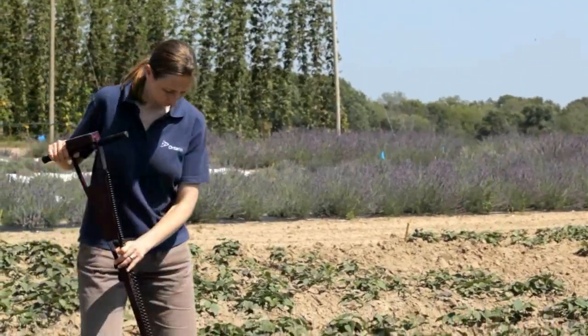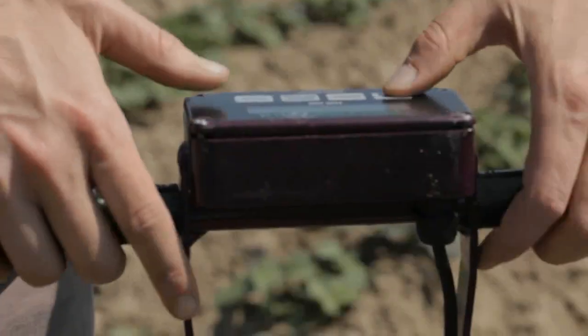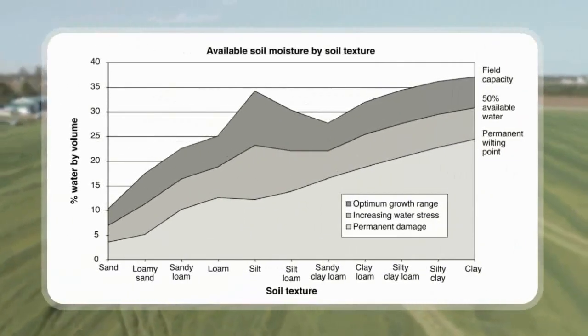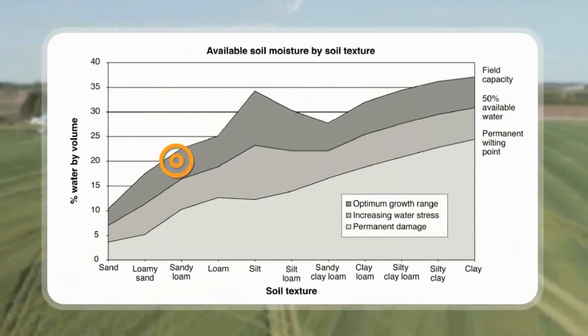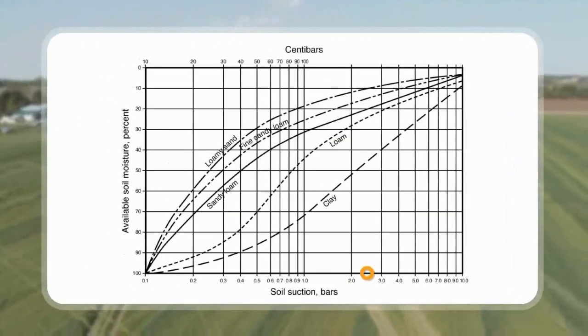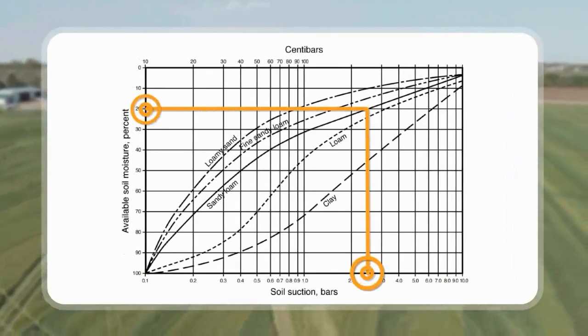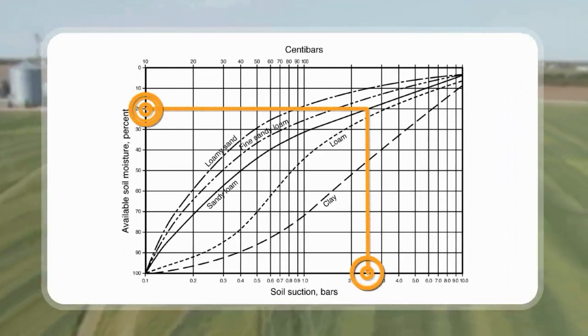Let's work through an example. The soil moisture instrument reads 19% water by volume in a sandy loam soil. From Figure 3, we see that 19% is close to the value of field capacity in the chart. Likely, there is no need for irrigation yet. Instruments that measure soil moisture in centibars can be interpreted using Figure 4. Here you can see the curves for the different soil textures.